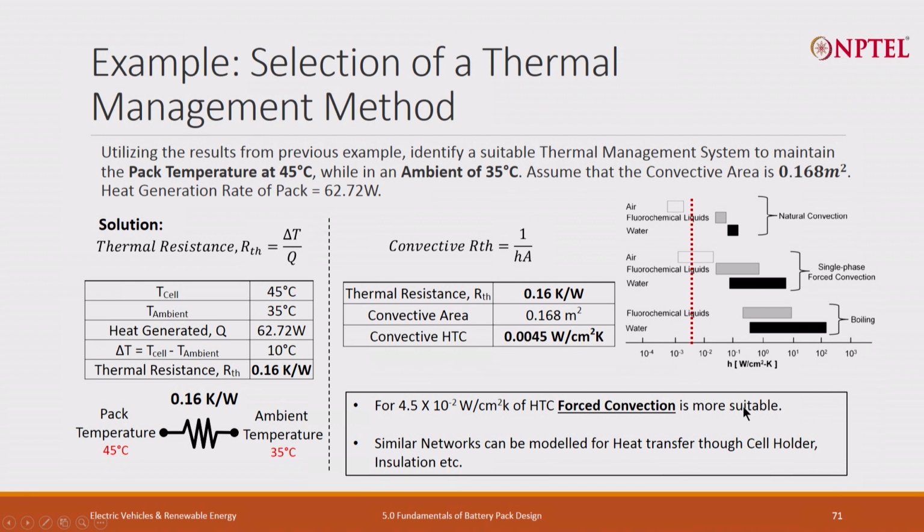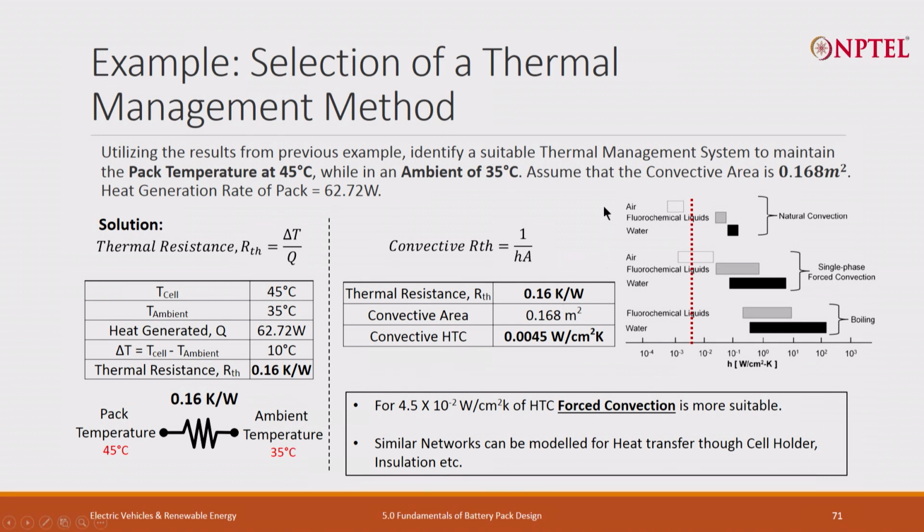Now, a similar network can be modeled using heat transfer through the cell holder insulation also. What we have considered here is only the thermal resistance part and the convective resistance, only one layer. It can be done with multiple layers. If there is insulation between the cells, I can model that as another resistance. If there is a separator or compression pad, I can model that with another layer. If there is external casing, I can model that with another layer in series. If something comes in parallel, we can utilize that too.